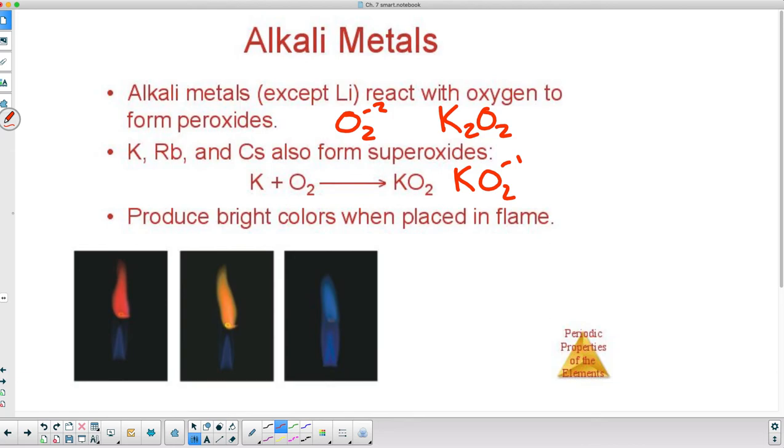So they also produce bright colors when placed in a flame. This one here is lithium. This one here is sodium. I was just gonna, why not just use the symbols, moron? And then potassium is the purple one. So red, yellow, and purple for the first three alkali metals.